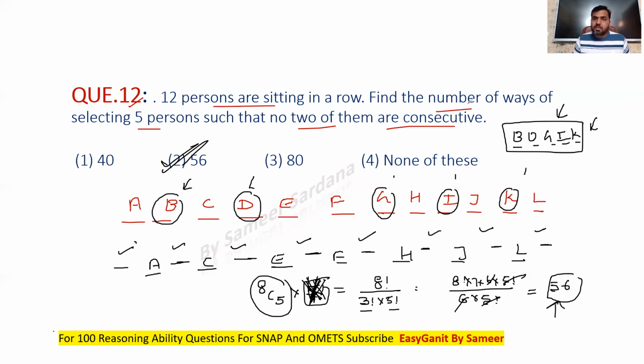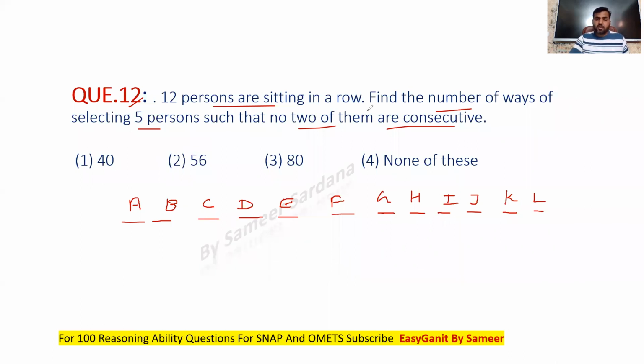So guys, these are the 12 questions that I wanted to discuss with you in the chapter of permutation and combination, right? More questions on PNC will be uploaded soon. And till now, we have covered 12 standard questions of PNC, which I'm sure will be helpful in the SNAP exam.